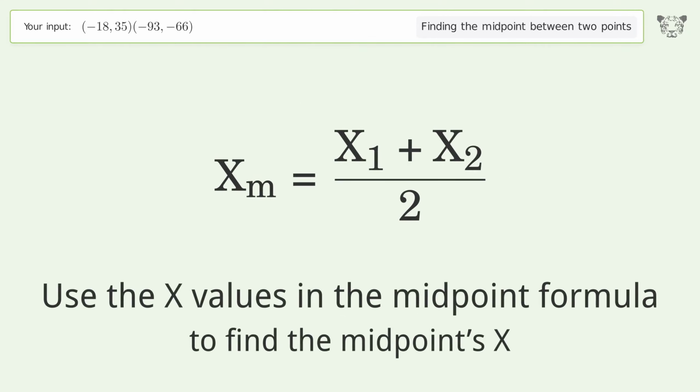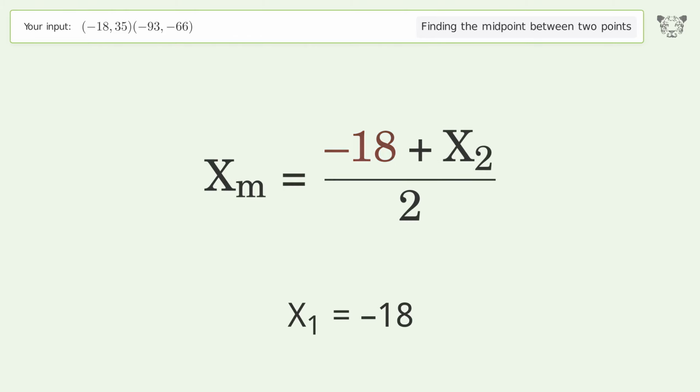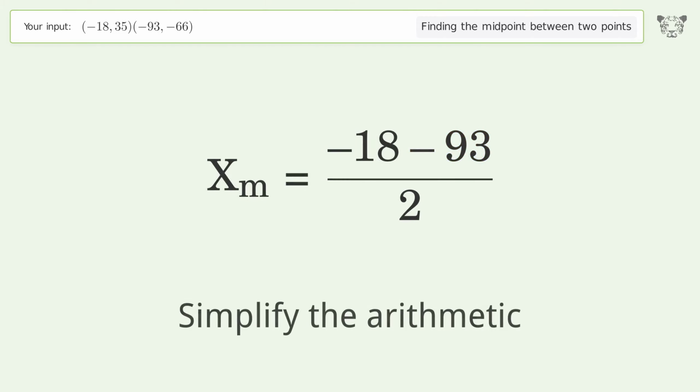Use the x values in the midpoint formula to find the midpoints x. x1 equals -18. x2 equals -93. Simplify the arithmetic.